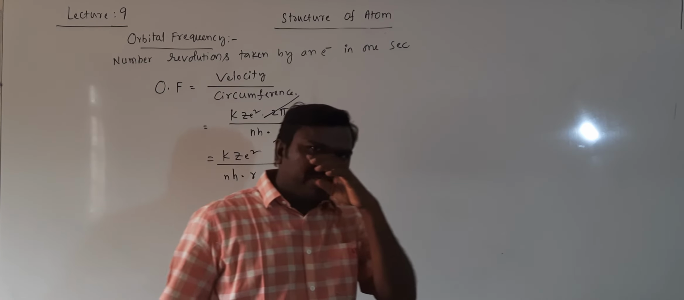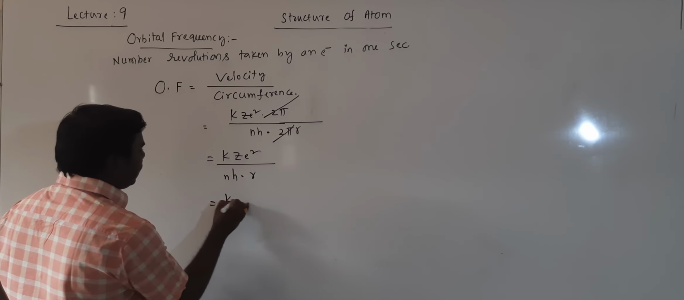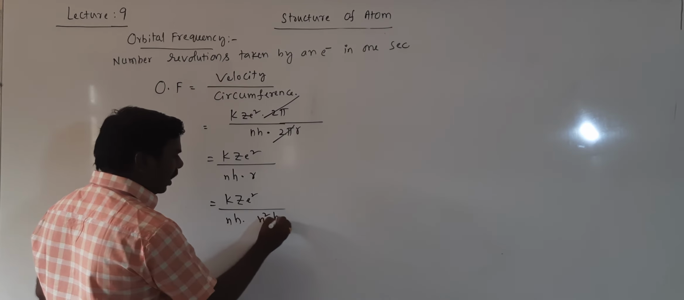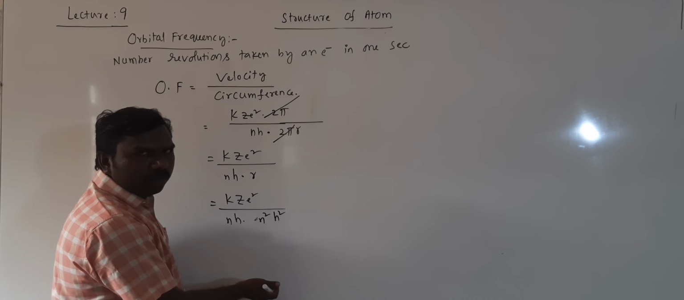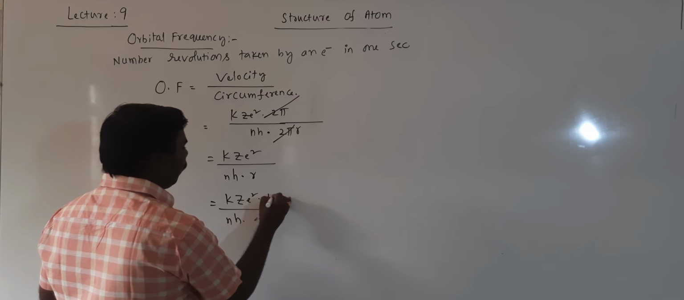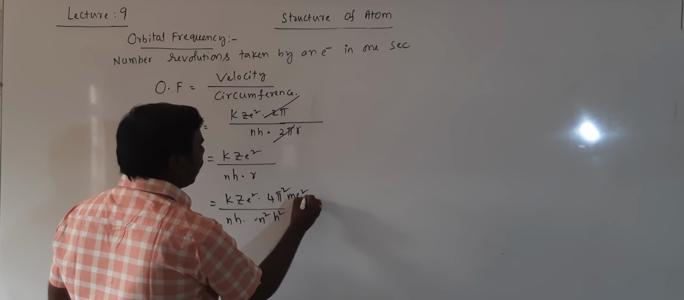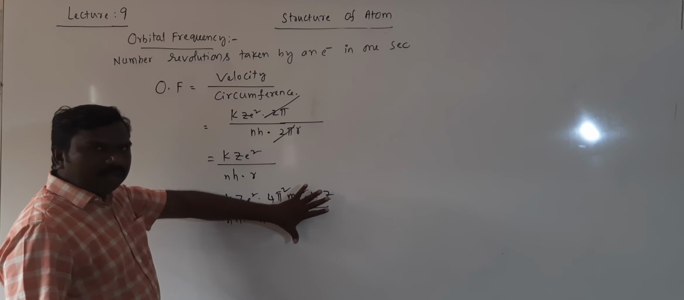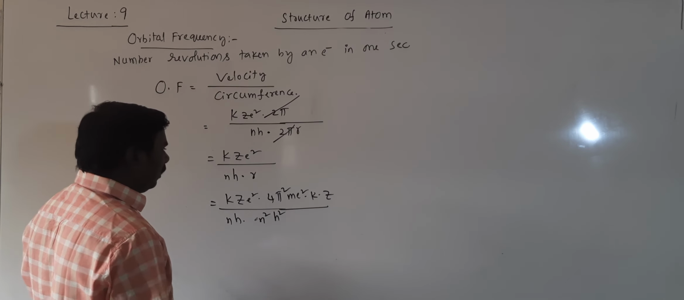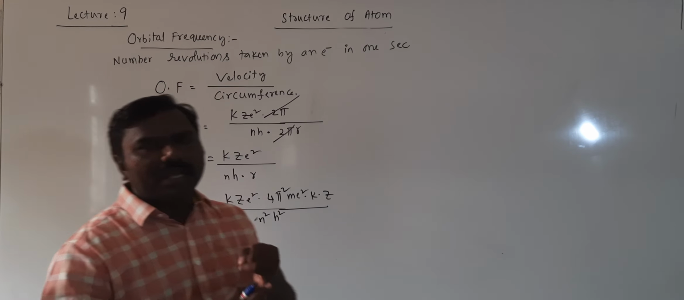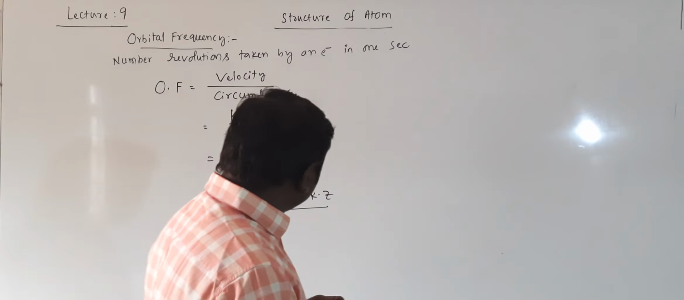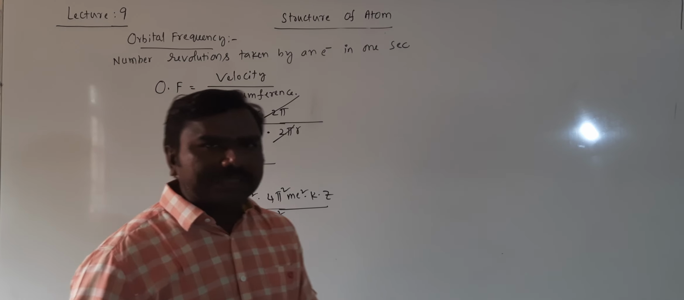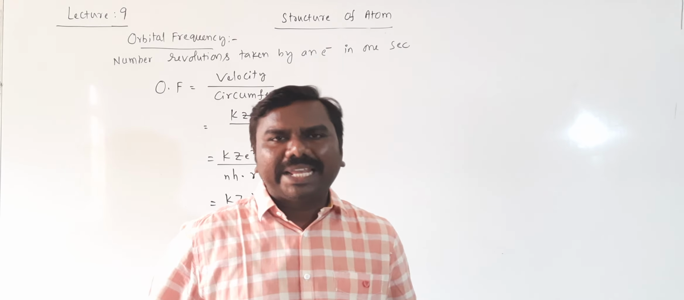You know the radius of orbit formula, that is n square h square by 4 pi square m k Z e square. Shifted to the numerator again, we get 4 pi square m e square kZ. Then on solving, you have to substitute the k value, e meaning charge of electron, m meaning mass of electron, the pi value, and h meaning Planck's constant. Substitute all values in that expression.